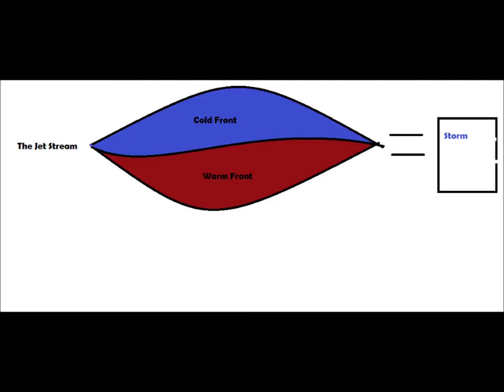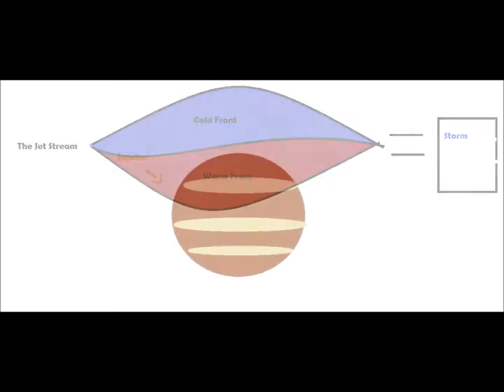And like I said earlier, there's a warm front on top of it and a cold front on the bottom. When these two meet, it creates a rainstorm. But since there's very heavy winds on top of it, it creates a hurricane. And that's how most hurricanes are created, I think.